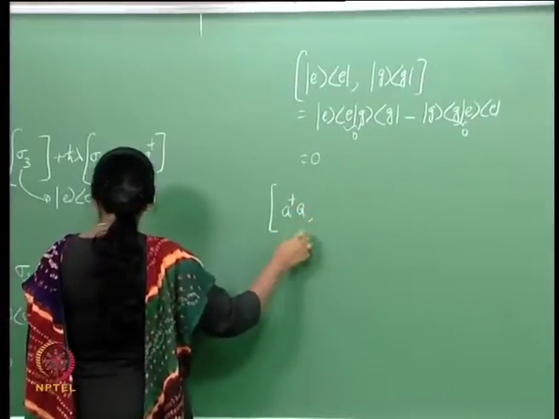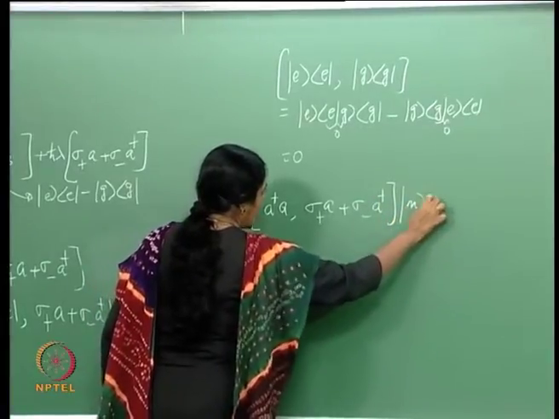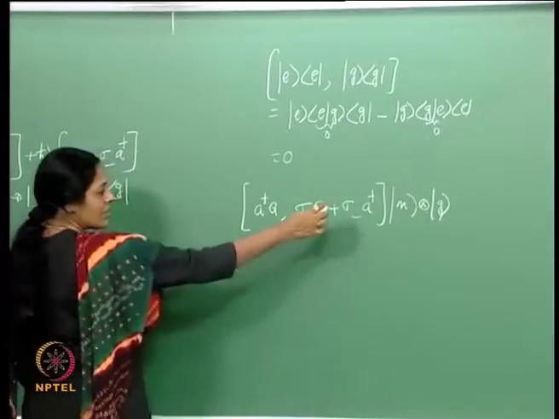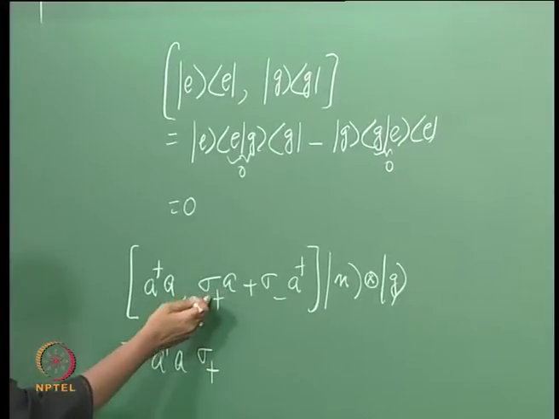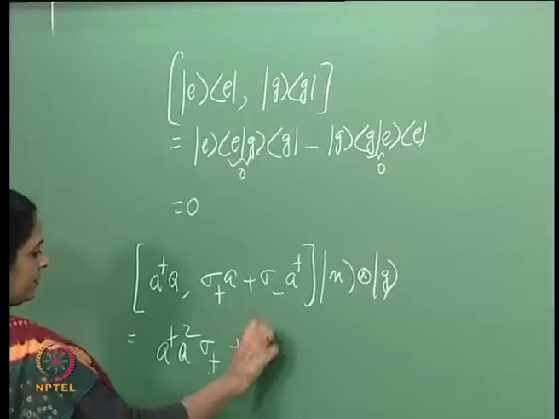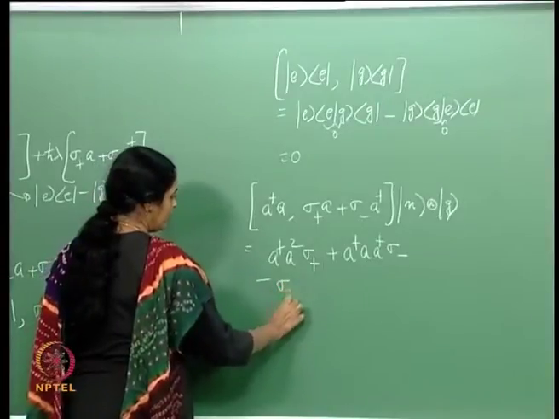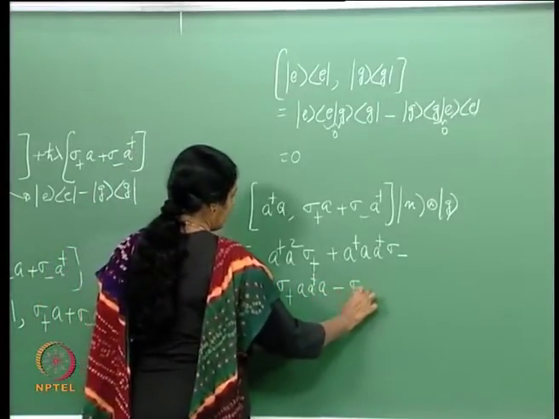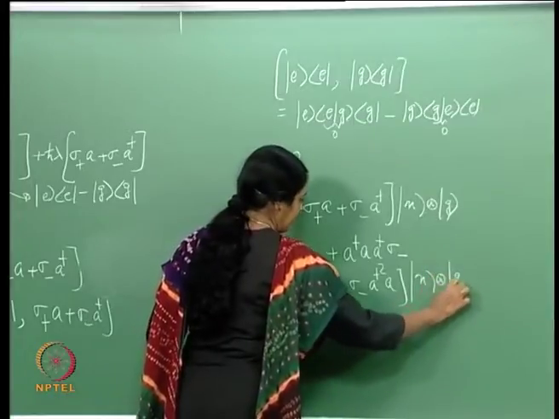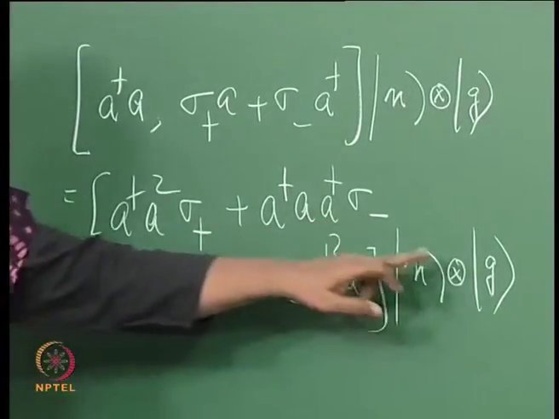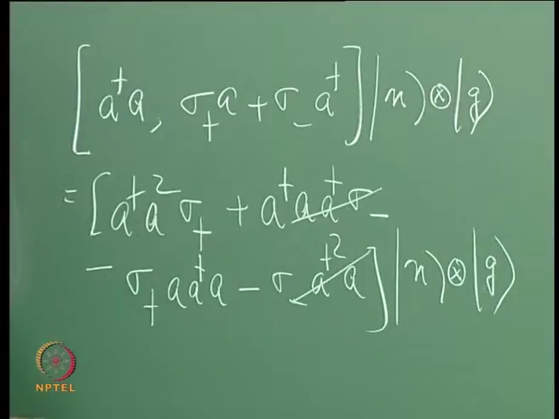So let us look at the commutator A dagger A with sigma plus A plus sigma minus A dagger, let us say acting on this ket. This is a direct product state of the atom and the field. Remember that sigma plus and A commute with each other. Similarly, sigma minus and A dagger commute with each other. So this acts on N G. Sigma minus acting on G does not give a contribution. Therefore, I am left with this.